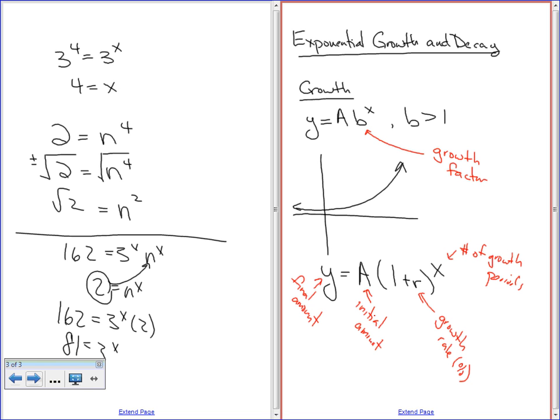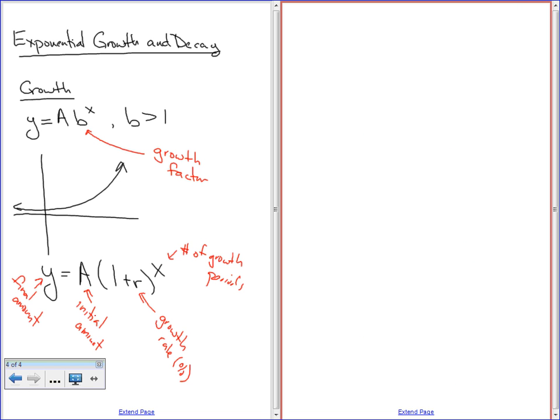So if the question's given to you where they give you the growth factor, and then again, you just have to read the question. If it gives you the growth factor, you use this equation. The A, the Y, and the X mean the exact same thing it does here, but the B is the growth factor. If they give you a growth rate, and you'll know because it's a percent, then you use this formula. Okay. Exponential decay.